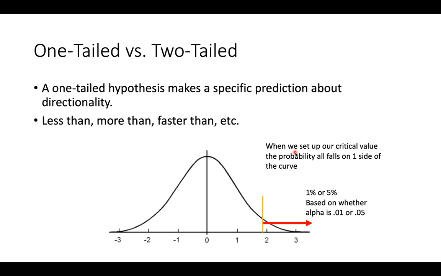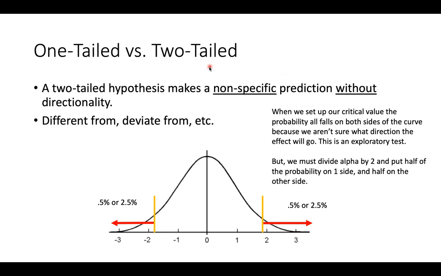Okay, so now let's talk about whether we have a one-tailed or a two-tailed test. So a one-tailed test makes a specific prediction. It will have directionality. So it'll have words like less than, more than, faster than, slower than, bigger than, smaller than, words that indicate directionality of a prediction. And so what we're doing in a one-tailed test is we're setting up our hypothesis to be in only one direction. So we find our critical value wherever it is, and we're asking, do our data fall beyond the critical value only on this side of the curve?